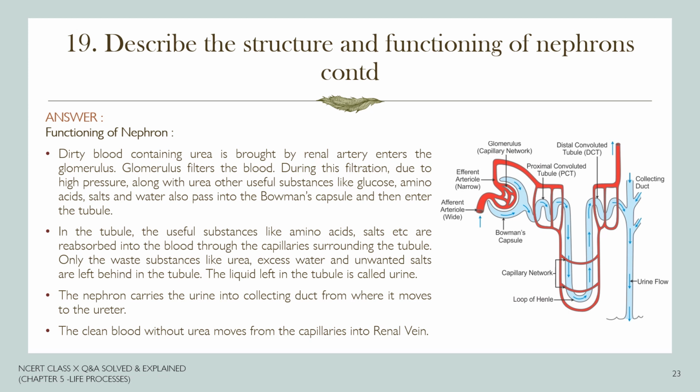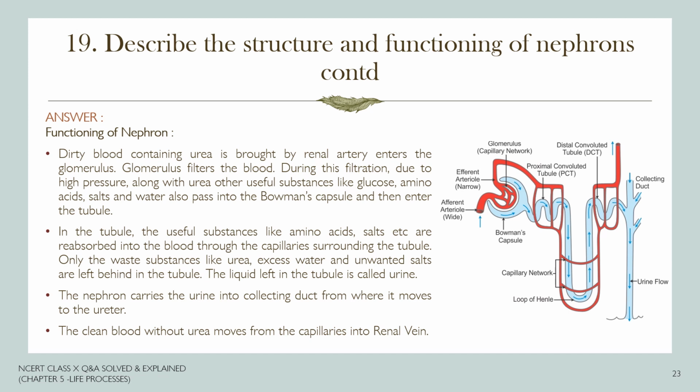Let's look at the functioning of the nephron. To understand this, we have to see both the movement of the fluid inside the nephron and also the movement of the blood in the glomerulus and the capillaries. So dirty blood first enters through the renal artery into the glomerulus. We call it dirty because it contains urea and other excretory molecules to be excreted.